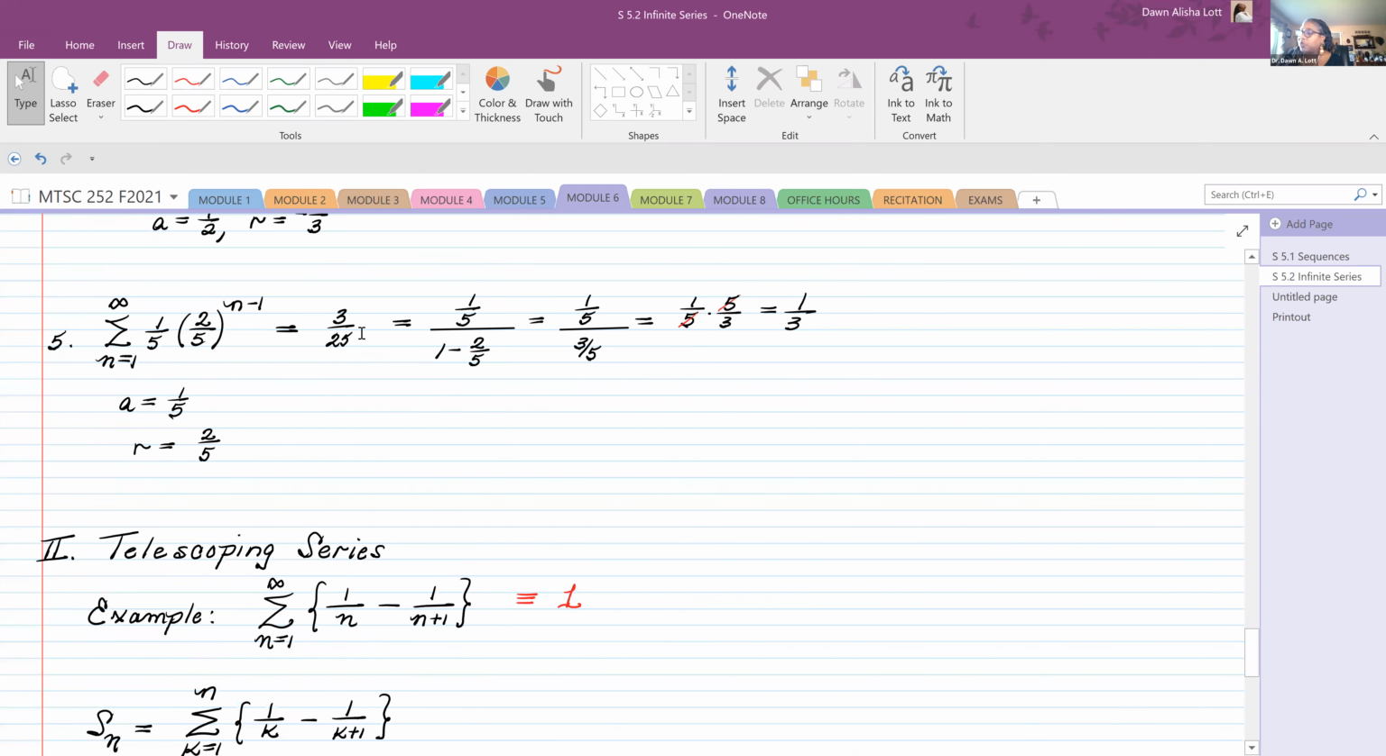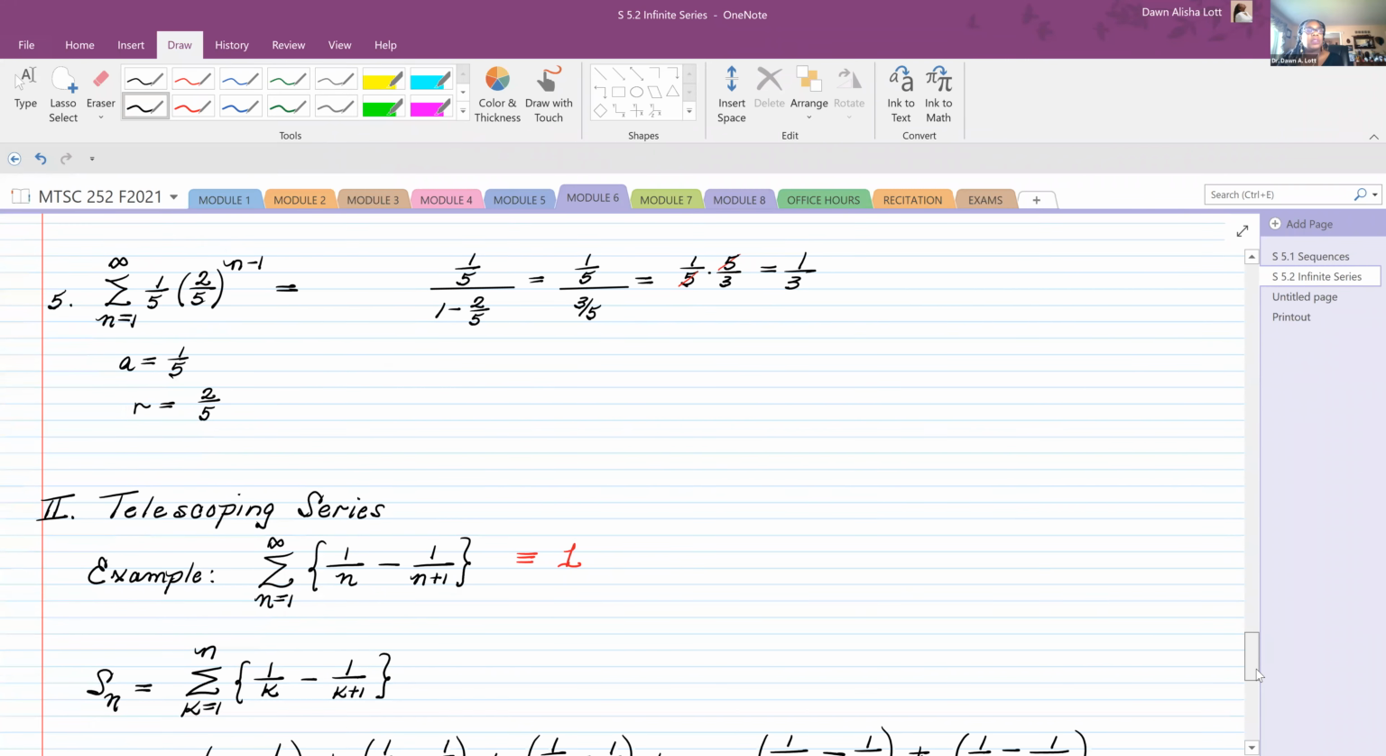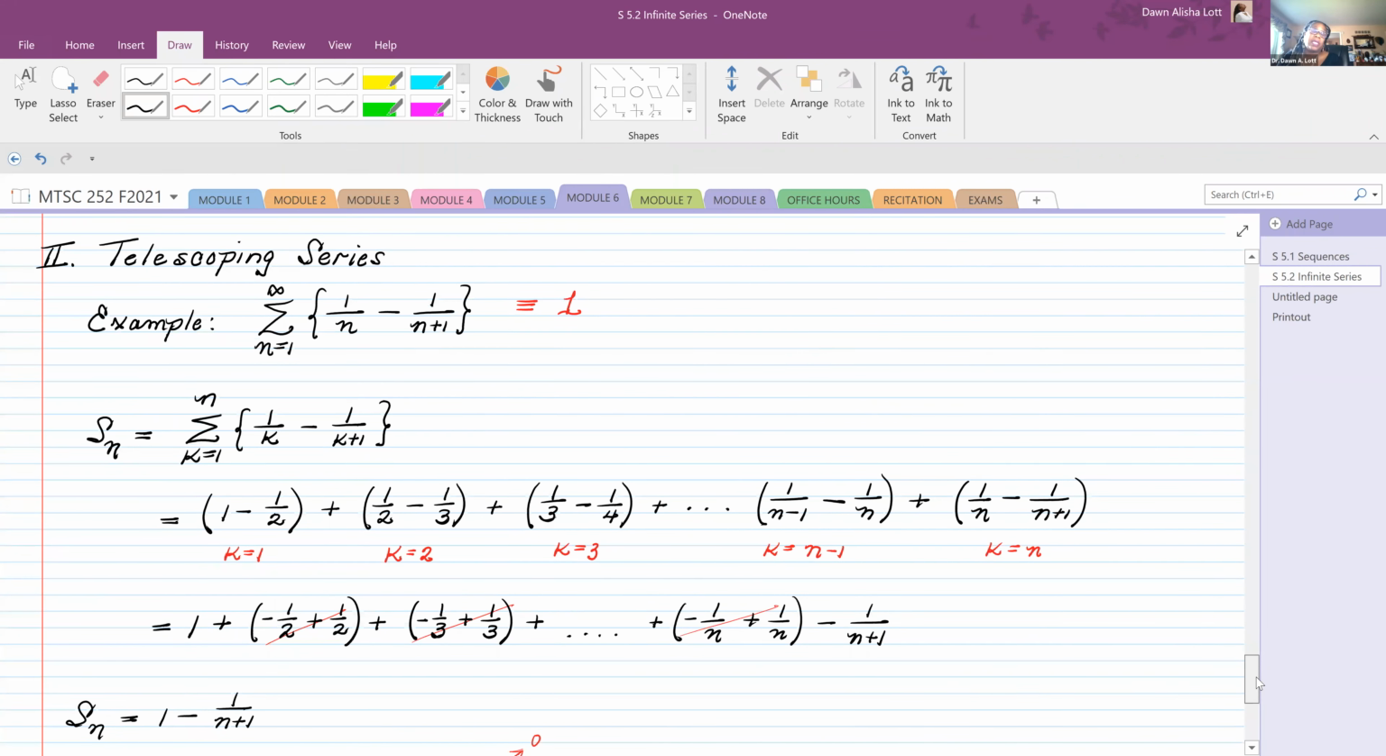We figured out, oh, this answer was not 3/25. It turned out to be 1/3, because we put in 1/5 and 1 minus 2/5. Okay. Then we started the telescoping series and we actually completed this one. We said we had the sum of 1/n minus 1/(n+1).